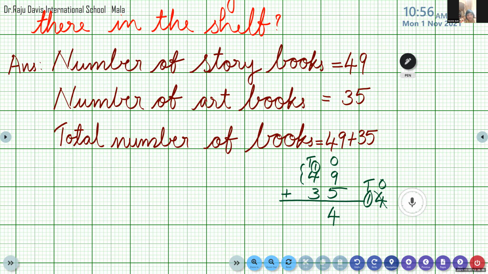5. Okay. So 5 plus the next number 3. 5 plus 3. 8. So we got the answer as 84. So how many total books are there in the shelf? 84. So we can write here equal to 84.